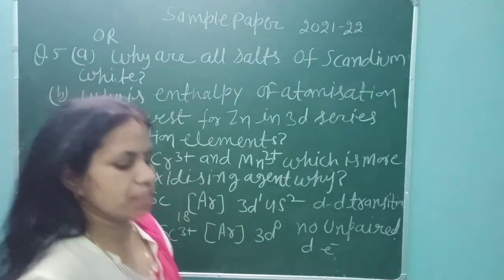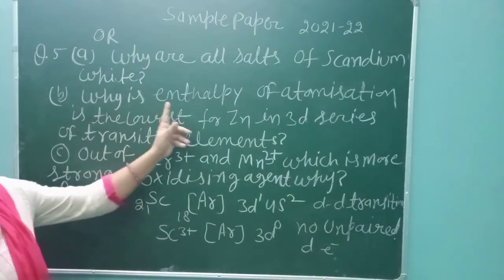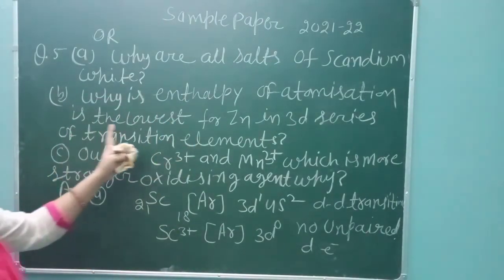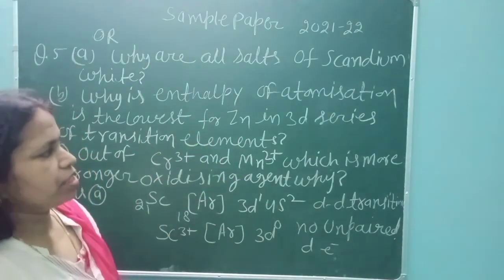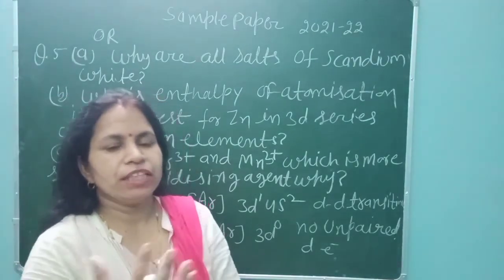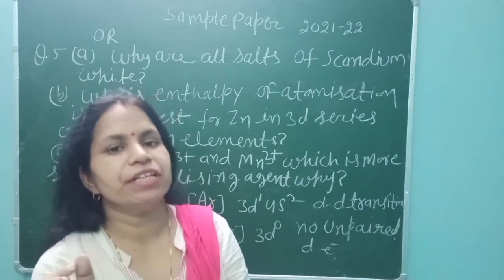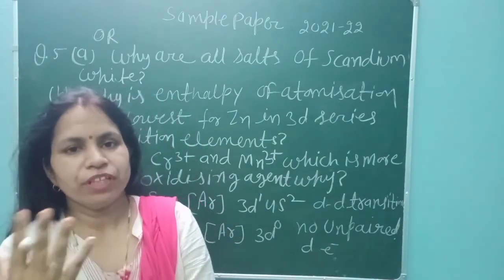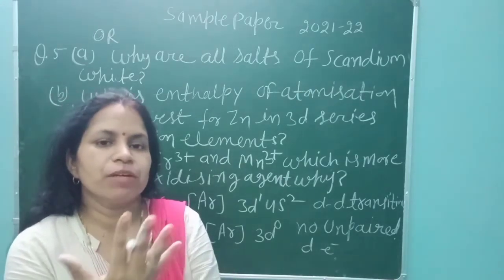Now let's see the second part. What is the second part? Why is the enthalpy of atomization the lowest for zinc in the 3d series of transition elements? What is the enthalpy of atomization? It depends on the number of unpaired d electrons. If the number of unpaired d electrons is maximum, it means the atomization enthalpy is higher.